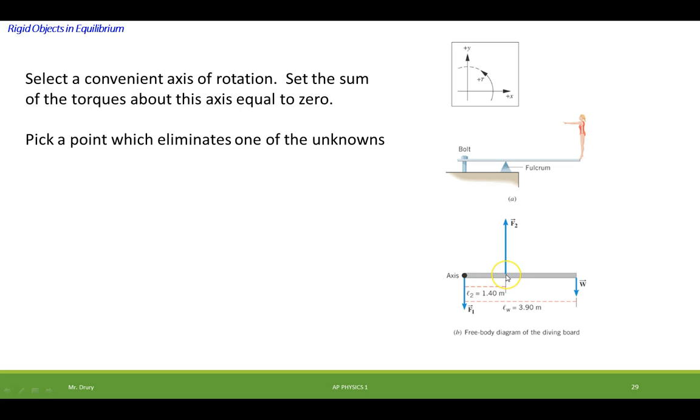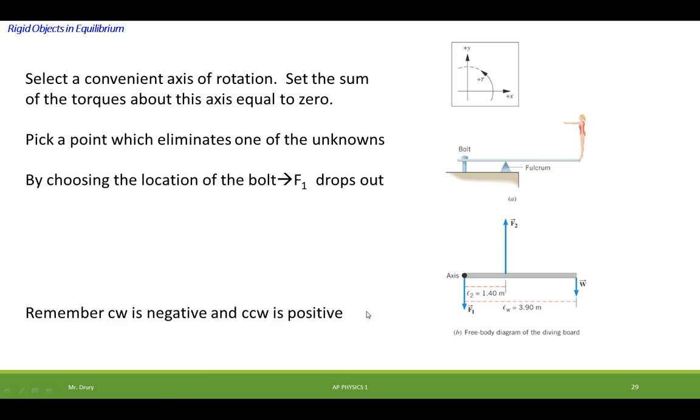We could also pick this point here. It would eliminate an unknown F2, and we could solve for F1. It would be really silly to pick this point as an axis of rotation because it would eliminate weight, and that's the only one we actually know. So I'm going to pick this as the axis, therefore F1 will drop out.